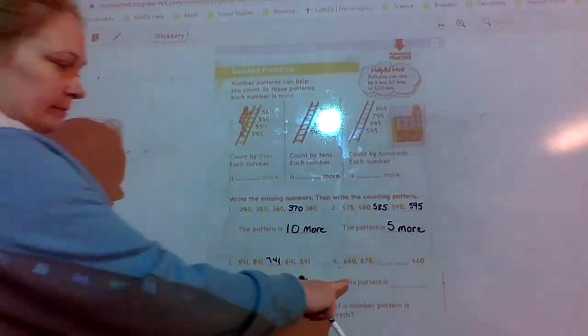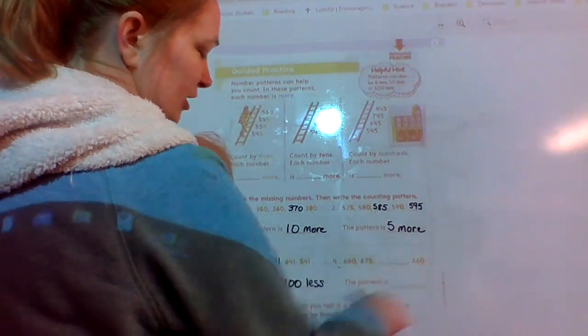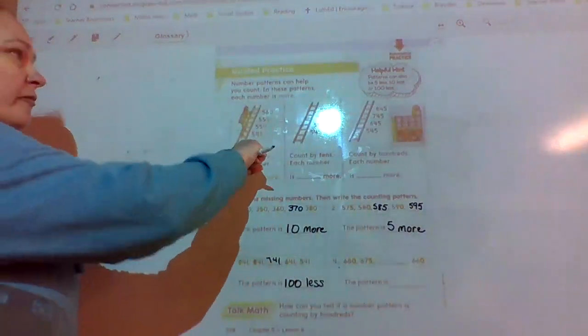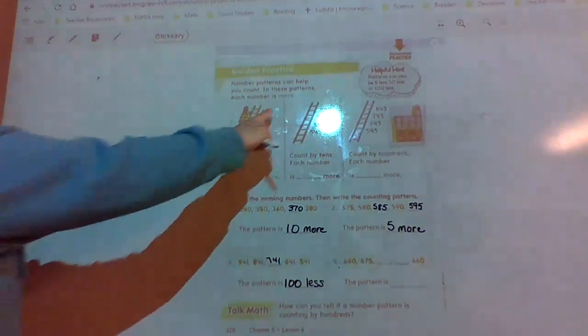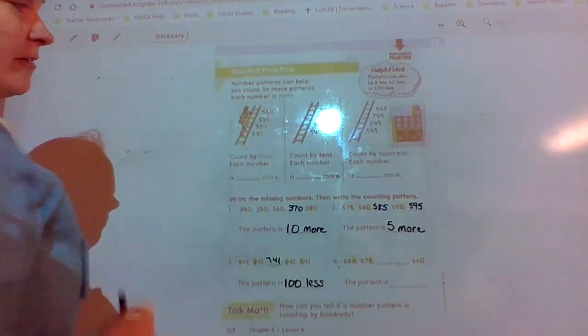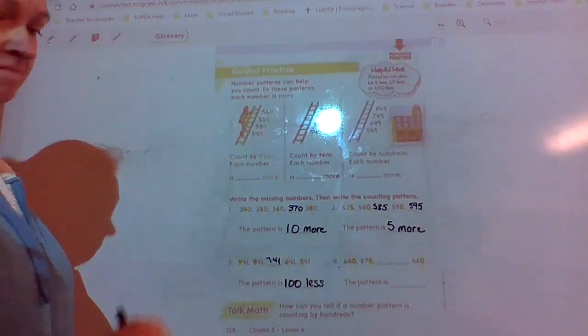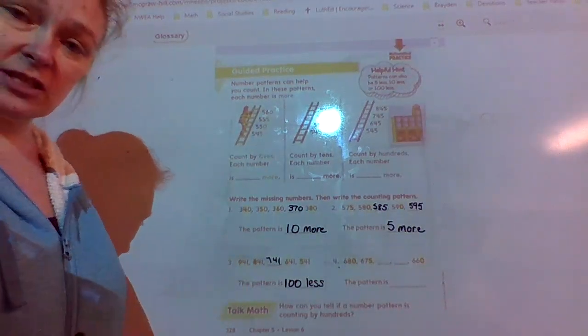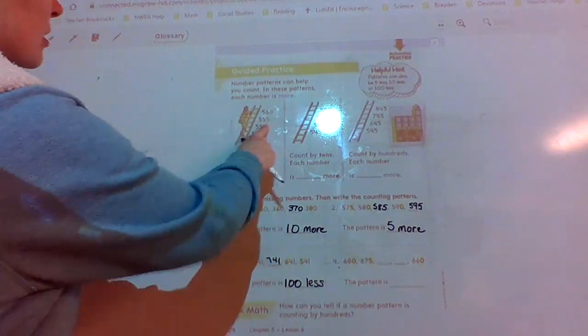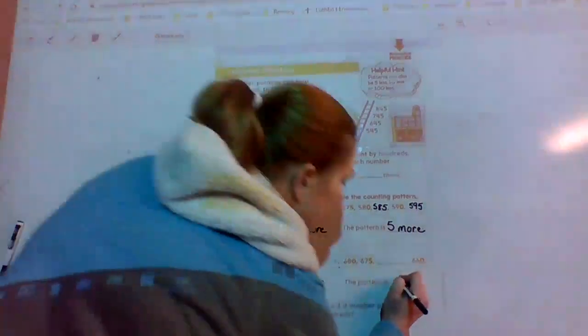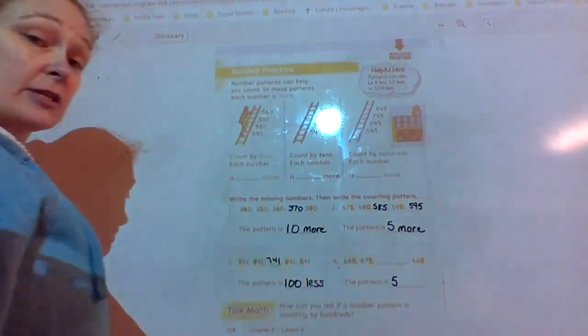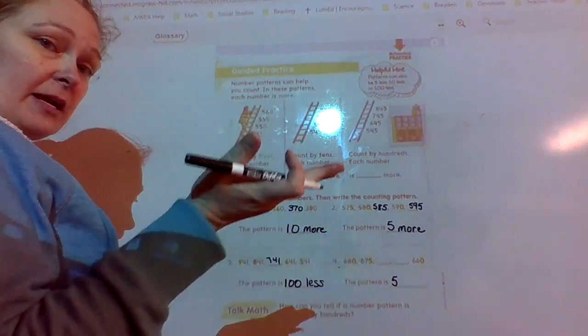All right, let's look at this one. The last digit is highlighted for us. If we refer back to the top of our page, if the last digit is highlighted, we know we're going to count by fives in this case, only because in this lesson we're counting by fives, tens, and hundreds. That's it. So we have to be counting by 5, so the pattern is 5. But are the numbers getting bigger or smaller? If they're getting bigger, it's 5 more.